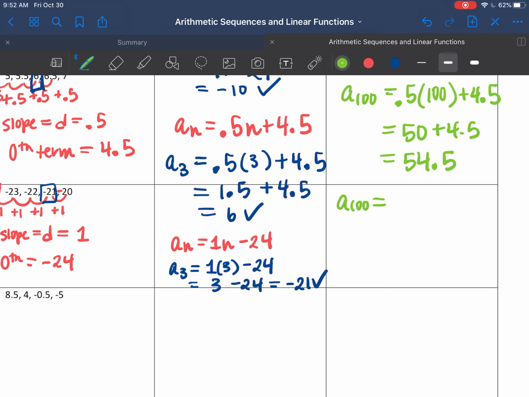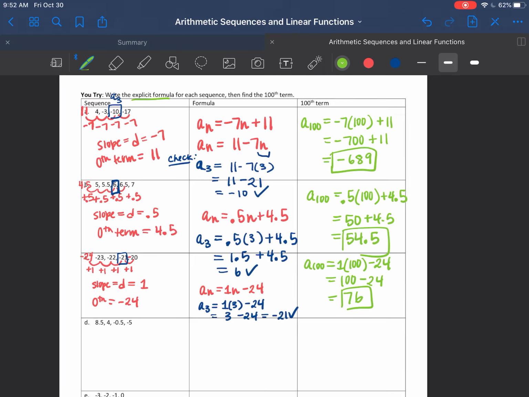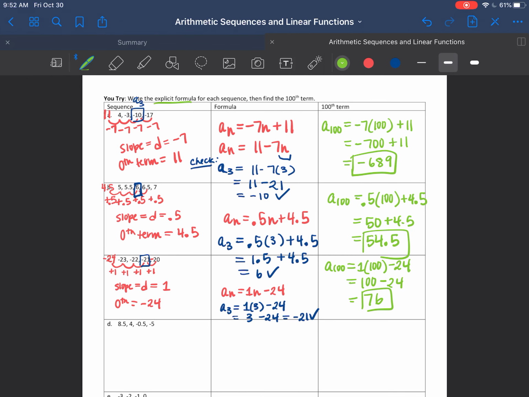Okay, so for our 100th term, plug in 100 for n. So 1 times 100 minus the 24. 100 minus 24, I believe, is 76.